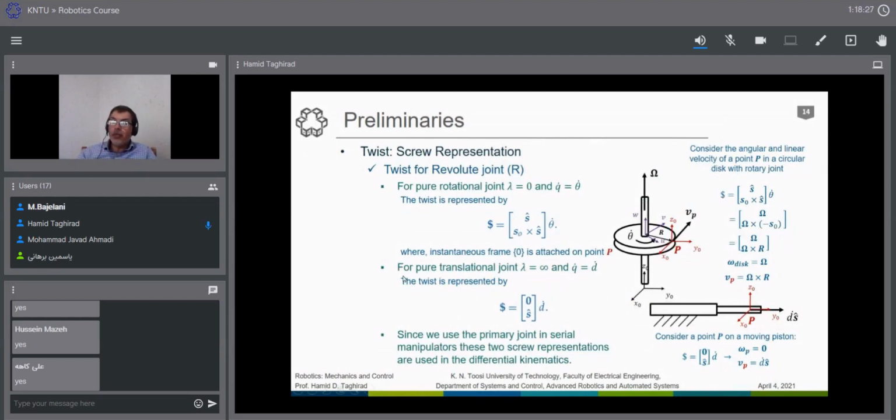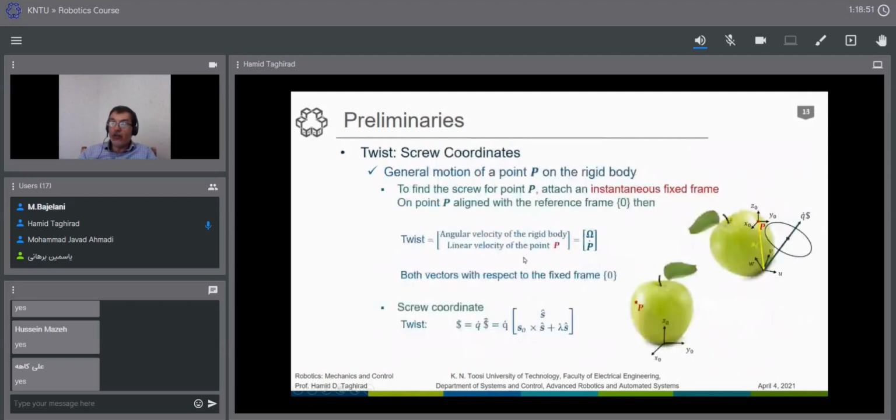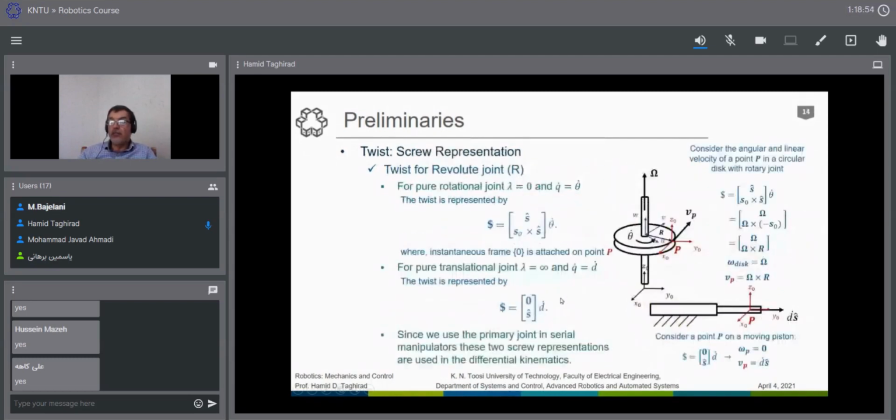What about a pure translational joint? If we have only a prismatic joint, not a revolute joint, then we don't have any rotation. The screw axis will be much simpler. We can say that lambda is equal to infinity, but q dot is equal to d dot. We have a limit that q dot is equal to d dot. This general formulation can be simplified to a simple coordinate where there is no angular velocity, so this becomes 0, and the linear velocity is along d dot, d dot times S hat.